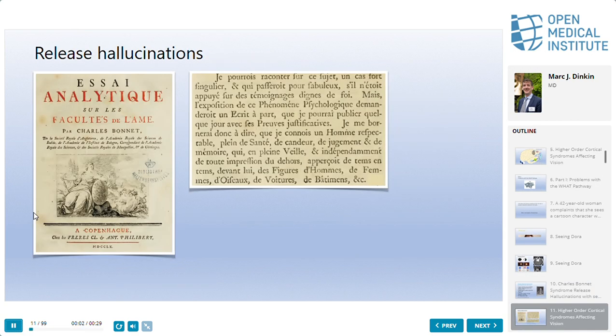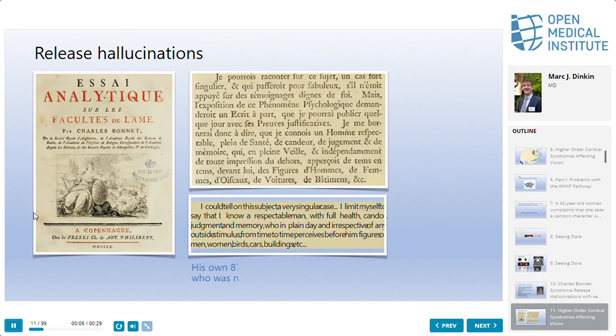Here is Charles Bonnet's original paper. Anyone read French? Well, we translated it. I could tell you on the subject a very singular case. Suffice to say that it was a respectable man with full health, candor, judgment, and memory. I think he wanted to be nice to his grandfather, who in plain day and irrespective of any stimuli will perceive before him figures of men, women, birds, cars, and buildings. And this was his own grandfather.